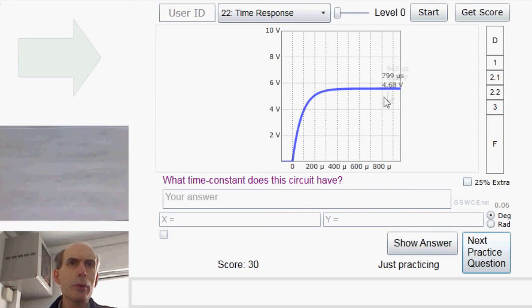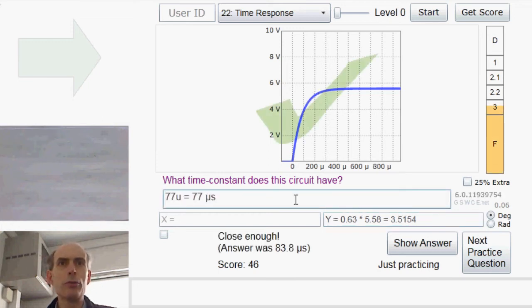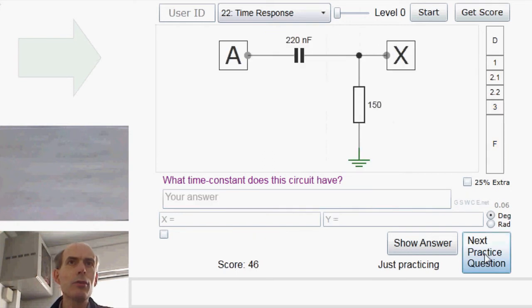Next, another one. Here we've got to get up to 5.58 volts, and 63% of 5.58 volts is 3.5. So 3.5 is about there at 76.6 microseconds. 77, probably close enough. Yes, great.